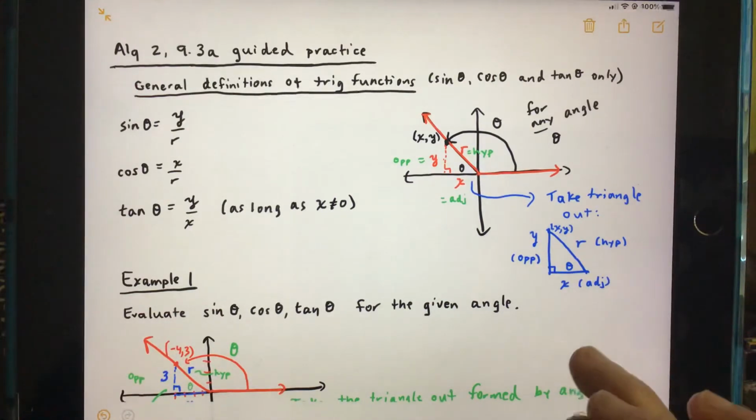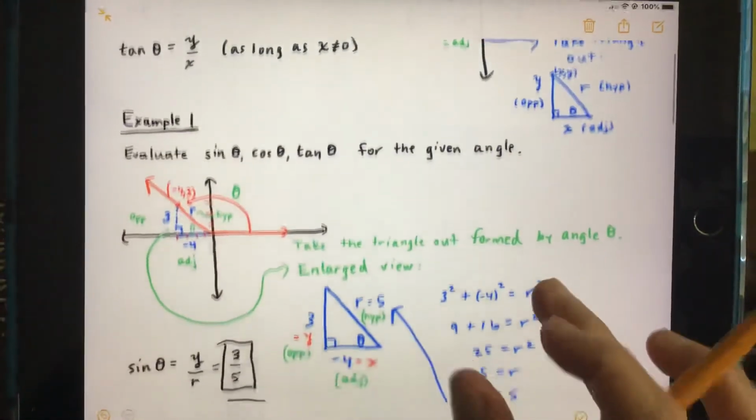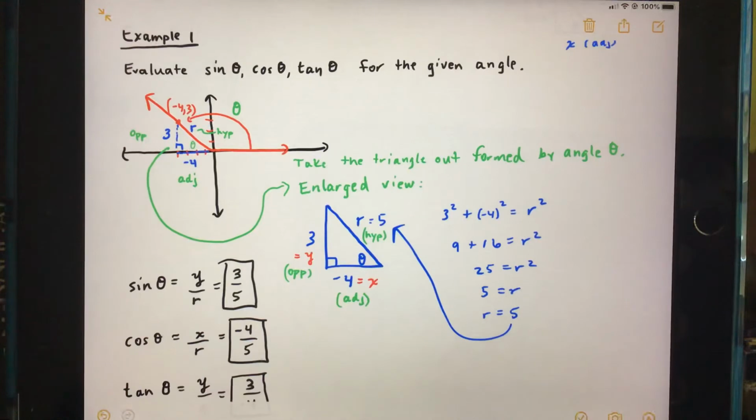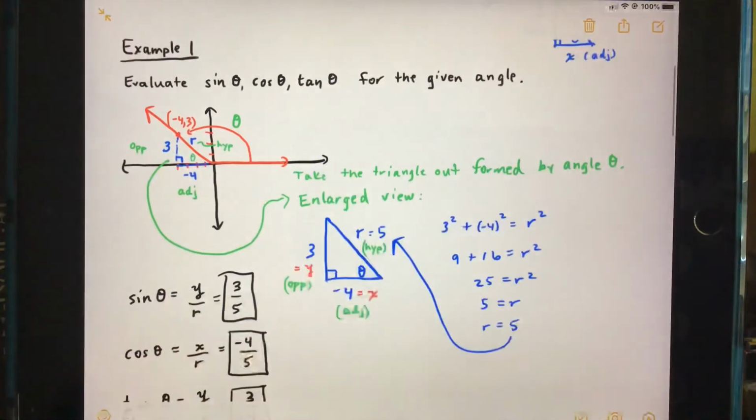All right, let's go ahead and put this into action and see how this works. Example 1, we're asked to evaluate sine, cosine, and tangent for the given angle. Your book is going to ask you for all 6 trigonometric functions, but remember, we are only going to be working with the first 3, sine, cosine, and tangent.